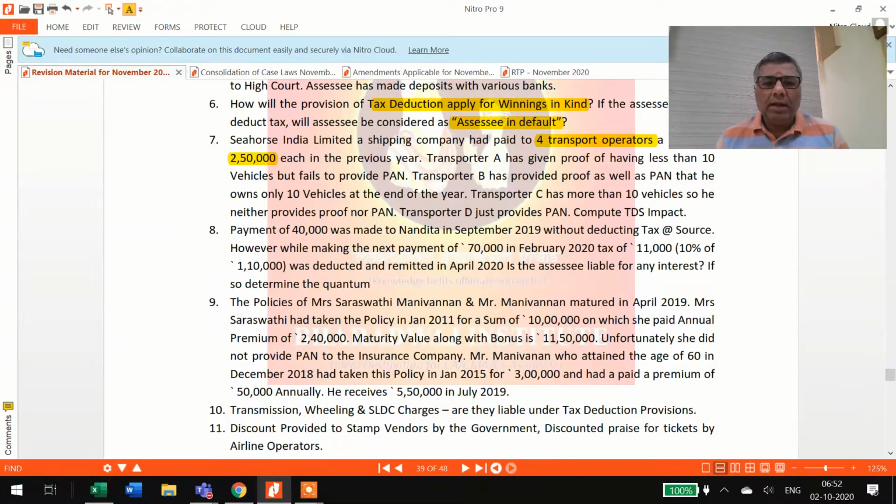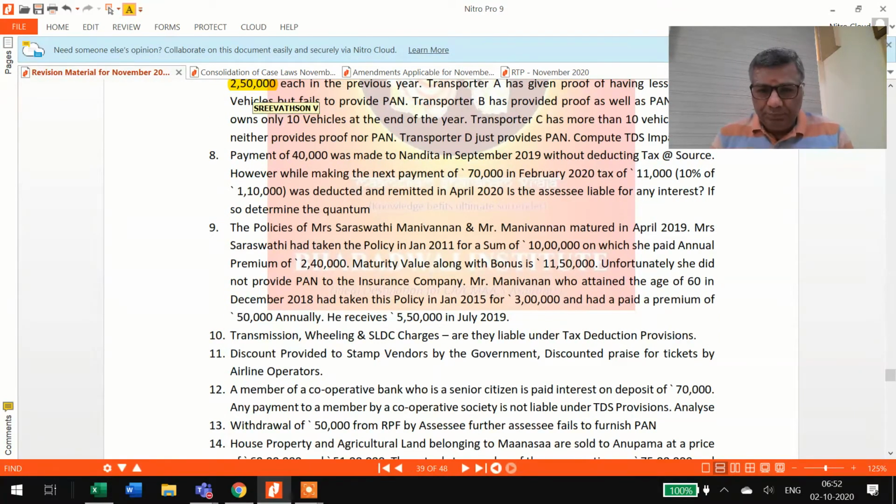Okay, right. Next, ninth question. The policy of Mrs. Saraswati Manivannan and Mr. Manivannan matured in April 2019. Mrs. Saraswati Manivannan has taken the policy in Jan for a total sum of 10 lakhs on which she had paid an annual premium of 2,40,000. Maturity proceeds along with bonus is 11,50,000. Unfortunately, she did not provide PAN to the insurance company. Mr.